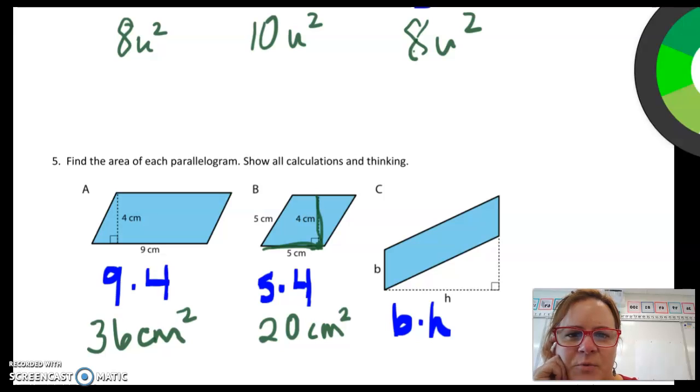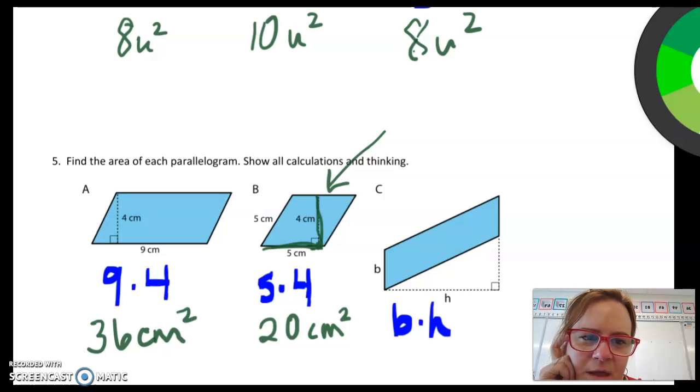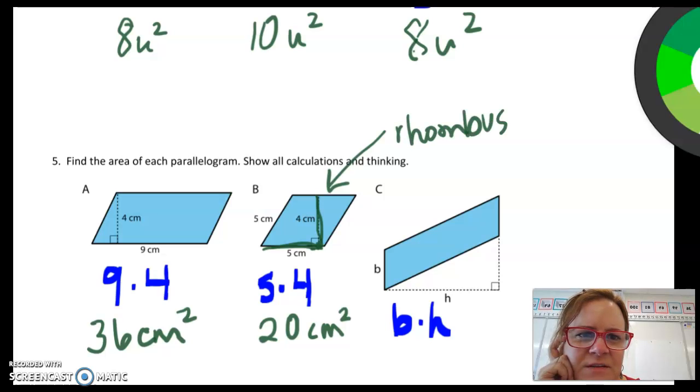I think the reason that they put that 5 there isn't necessarily to trick you, but maybe to show you that this is a special parallelogram where all the sides are going to be equal in length, and a parallelogram that has those dimensions is called a rhombus. When you were in kindergarten, you probably called it a diamond, but rhombus is the technical mathematical term for that.